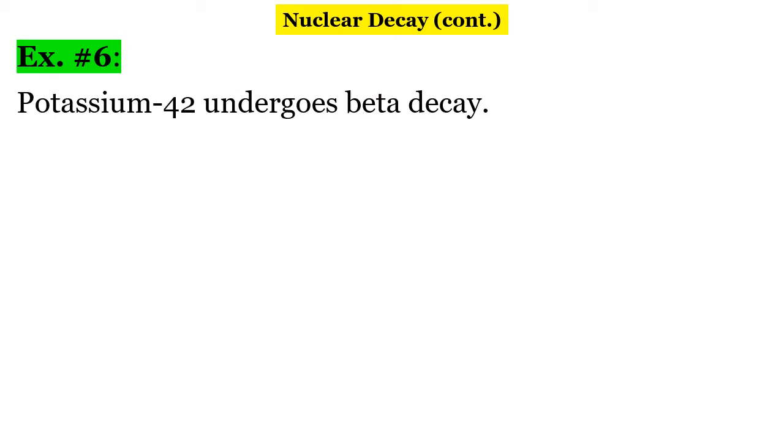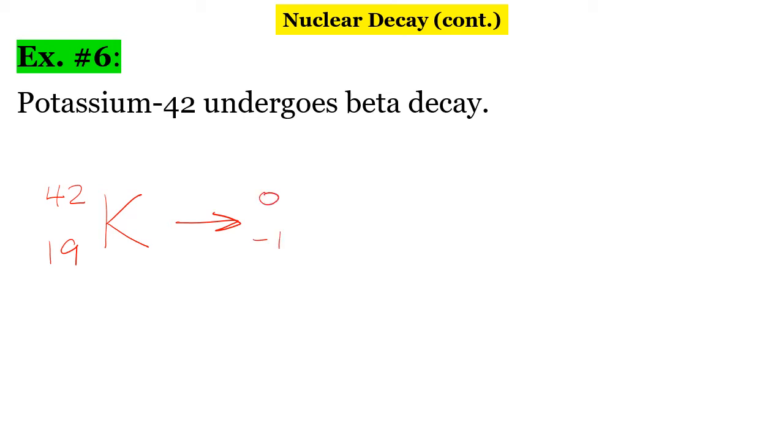Okay, potassium-42 undergoes beta decay. So again, this is written out. Potassium is one of those goofy ones on the periodic table. Instead of starting with the letter P, the symbol is K. So K is potassium. Potassium is 19 on the periodic table. Our mass number is going to be 42. Since it's beta decay, it's going to be -1.